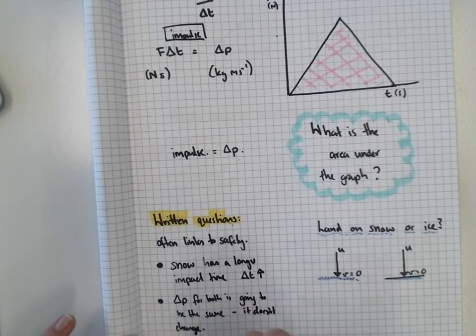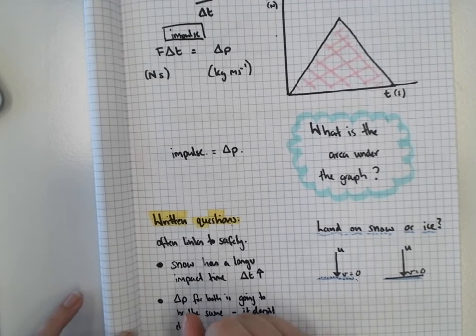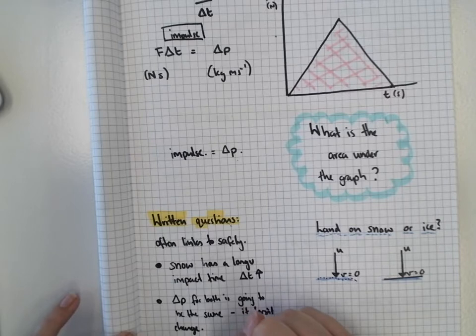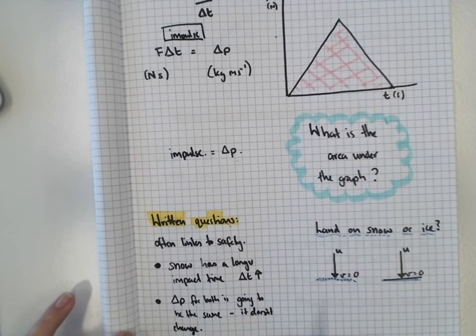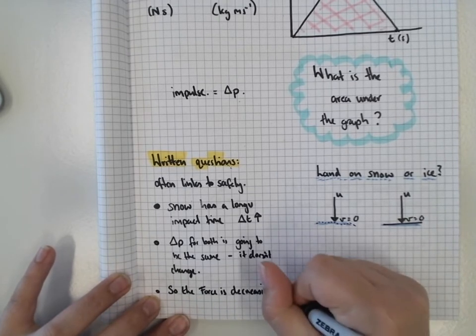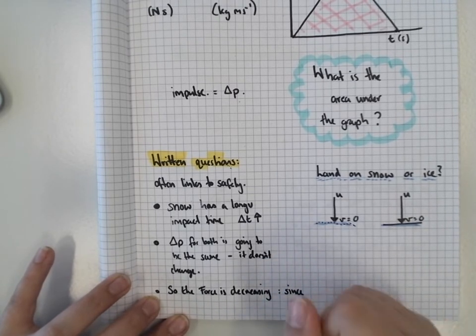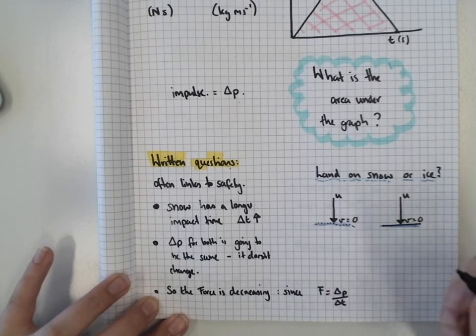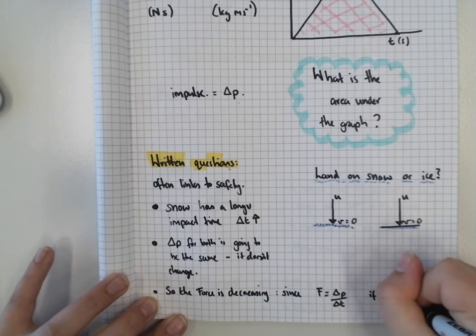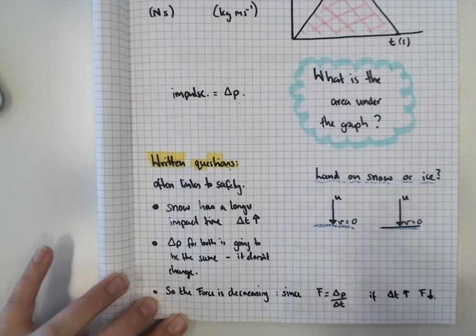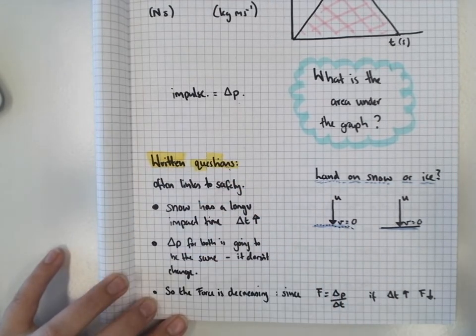I'd bring that in as my third point: the force is decreasing. But I need to back that up. Sorry, I realised that's not on the screen. I'm going to say since F is equal to the change in momentum over the change in time, if delta T increases, force must decrease. Something along those lines. But again, you can structure this out in bullet points to explain.